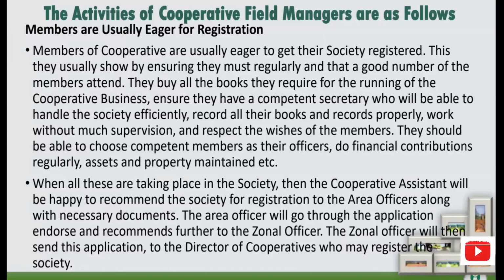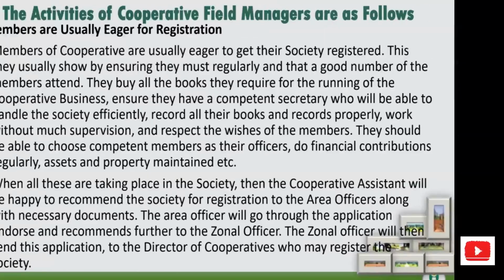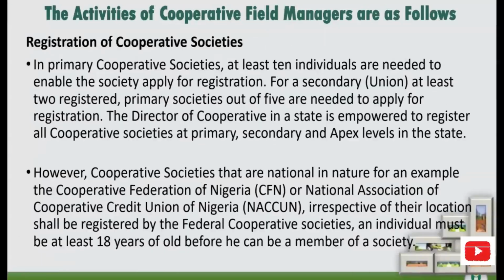Now, what are the necessary documents for registration? In a primary society, at least 10 individuals are needed to enable the society to apply for registration. For a secondary society, or what we call a union, at least 2 registered primary societies out of 5 are needed to apply for registration. The director of cooperatives in a state is empowered to register all cooperative societies at primary, secondary, and apex levels for the state.